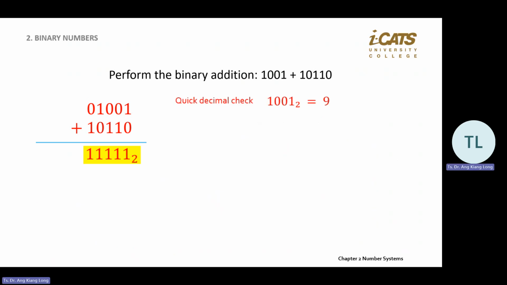Okay, then how do you check whether it is correct or not? You check your number by using the table just now. This is index 0, 1, 2, 3, 4. So 2 power 4 plus 2 power 3 plus 2 power 2, 2 power 1, 2 power 0. Do you get 9 or not?